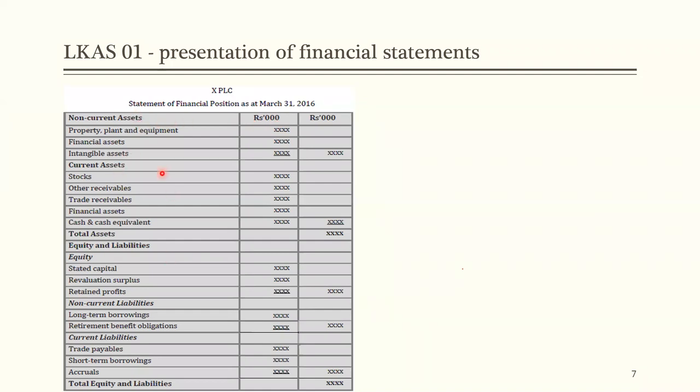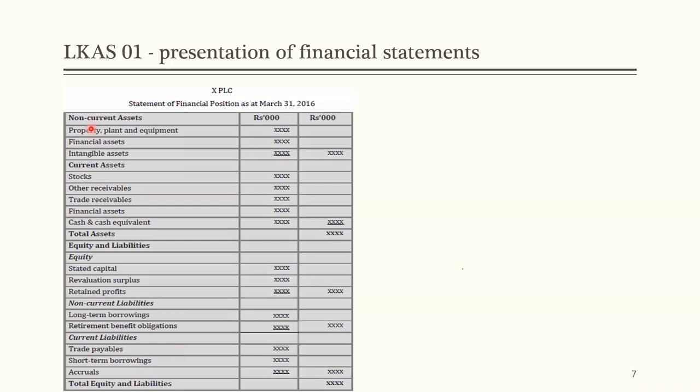Apart from that, when it comes to the surface of this financial statement, what else? These things in general must be shown in every financial statement: the name, the category of the financial statement, period, currency, the level of round off. In all financial statements, we need to present these. Apart from that, when it comes to the statement of financial position, what can you observe here in the presentation?